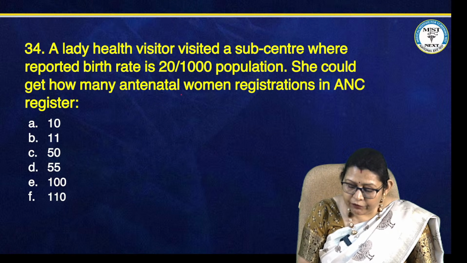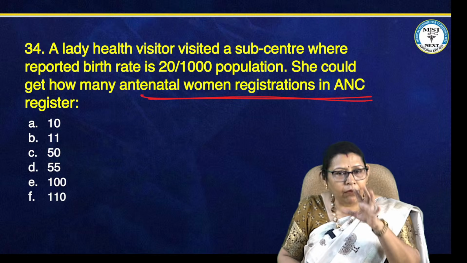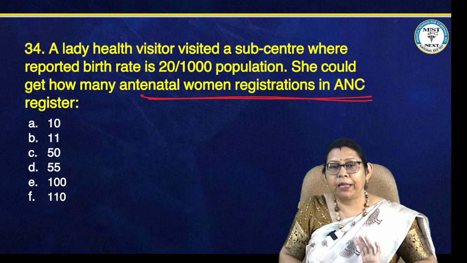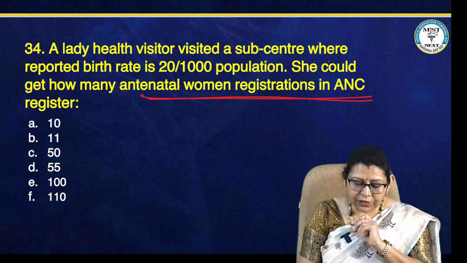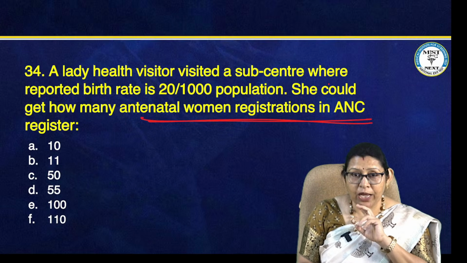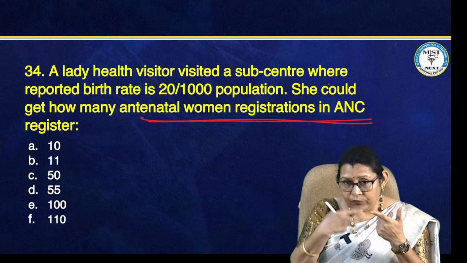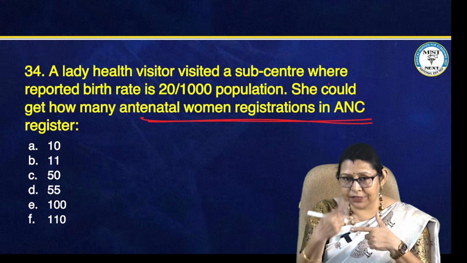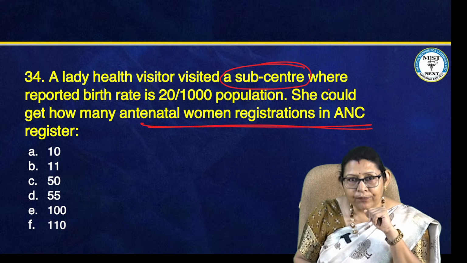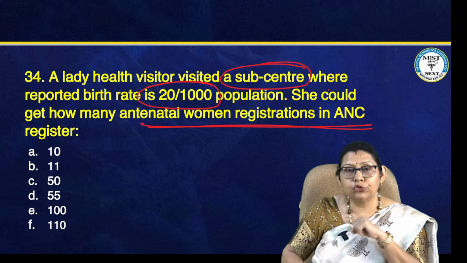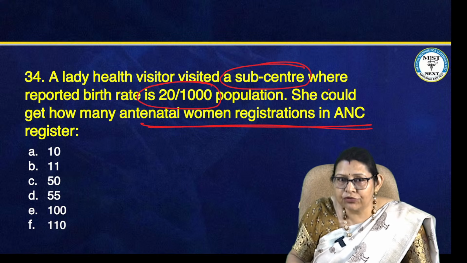How many antenatal women registered in the antenatal register? Now we know half of the total pregnancies are registered at a time in the antenatal register. The lady health visitor visited a sub center where reported birth rate. ठीक है, तो यहाँ पे 3 कैच हैं. ठीक है, मैंने हिंट दे दिया. Same जो previous question का था, the same catch is they are asking at the sub center the reported birth rate is 20 per 1000 population. So how many antenatal women registration is found?